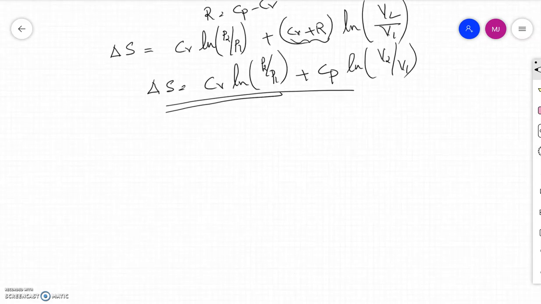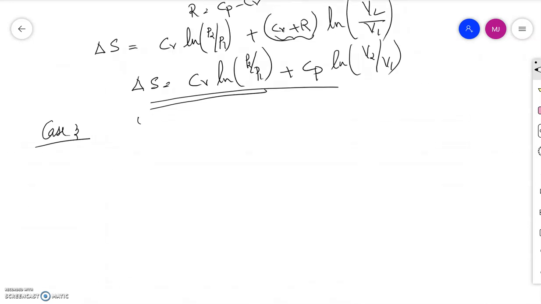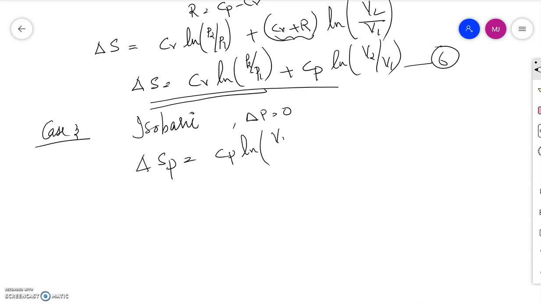Now moving on to case 3. Case 3 is the isobaric process. What do you mean by isobaric process? Delta P equal to 0, pressure remains the same. So if you number this as 6, when you substitute this, what we'll get is delta S_P, that is equal to Cp ln V2 by V1, because the first term over here reduces to 0. So this gives the variation of entropy with temperature, volume and pressure. Hope it's clear. Thank you.